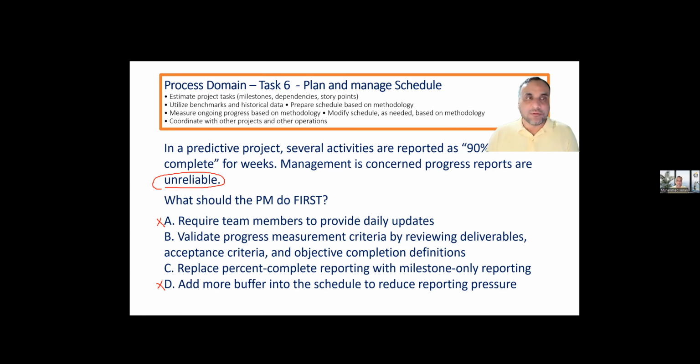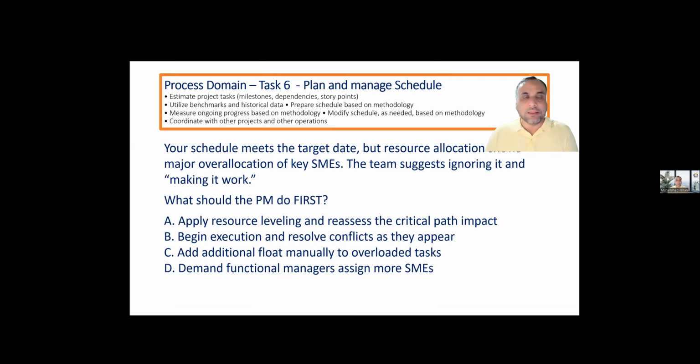So yes, all of you are correct. What you are saying is validated. Very good. Next, your schedule meets a target date, but resource allocation shows major over allocation of key SMEs. The team suggests ignoring it and making it work. What should the PM do first?